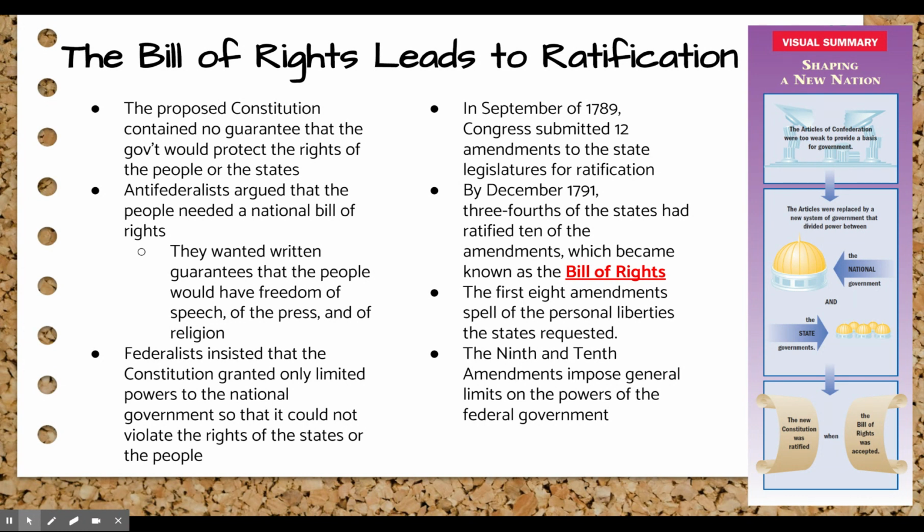And then our assignment for today: we'll look at the Bill of Rights a little bit more, and you guys will have an assignment to explain each of the amendments. So these are the end of the notes. If you have questions, write them down, and we'll talk about them in our Zoom.